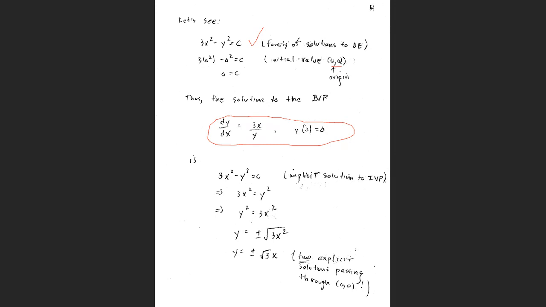This is not, technically this is not how I want to write it. I want to write it like this. Let me fix that. I want to write it as y times dy dx equals 3x without that y in the denominator.